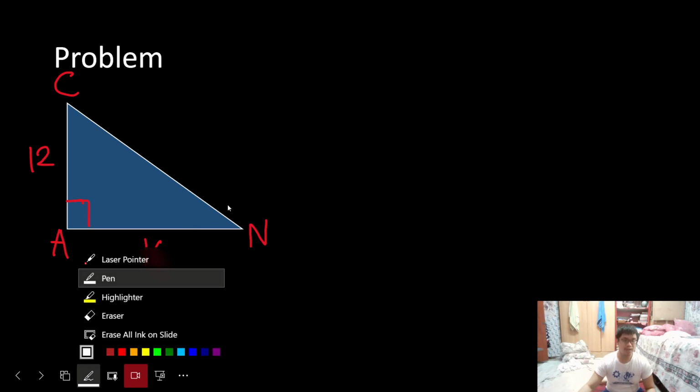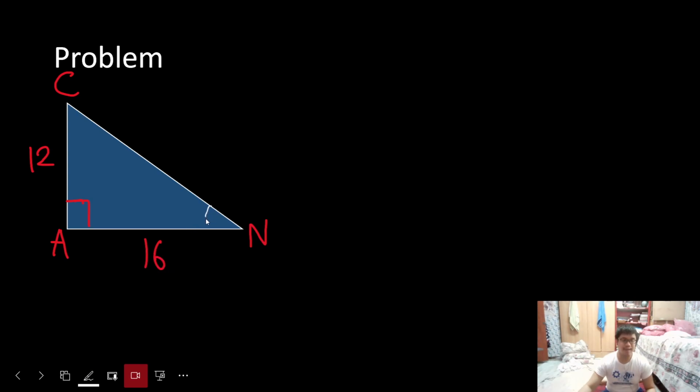Suppose we decided to focus at finding the angle n. Okay, let's find angle n. So that means angle at n here. And you have two sides given. And these two sides are basically the legs of your right triangle. And these are your 12 units and 16 units. So how will you find the angle n?